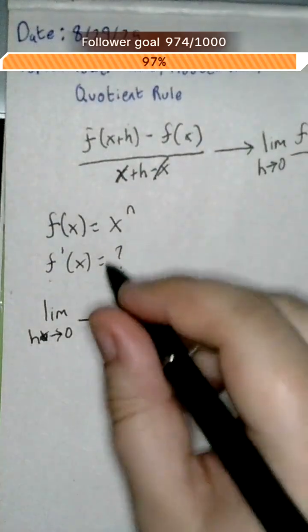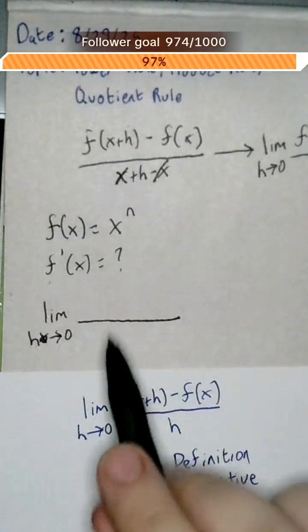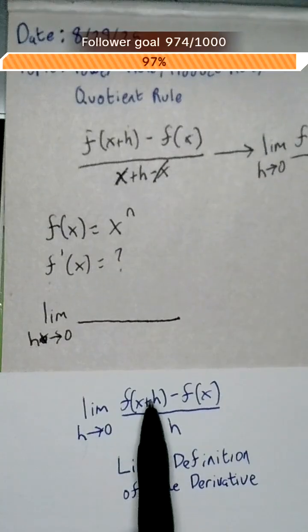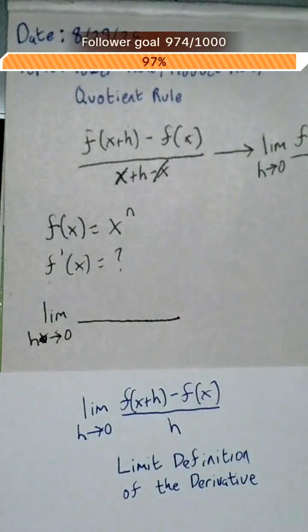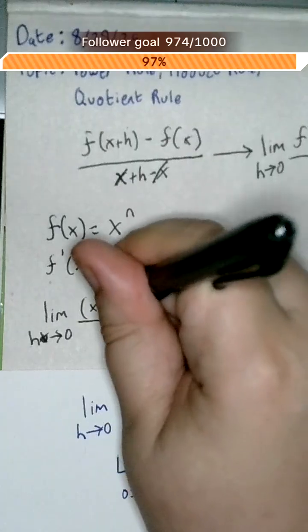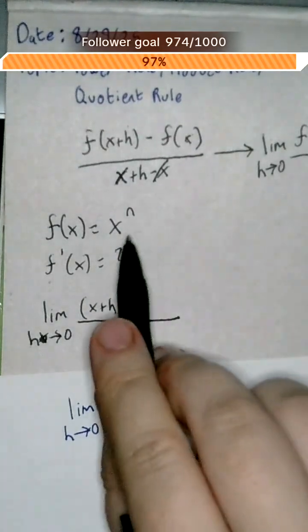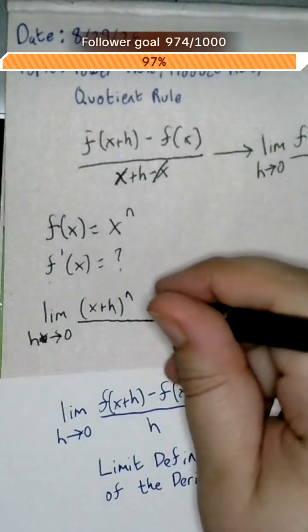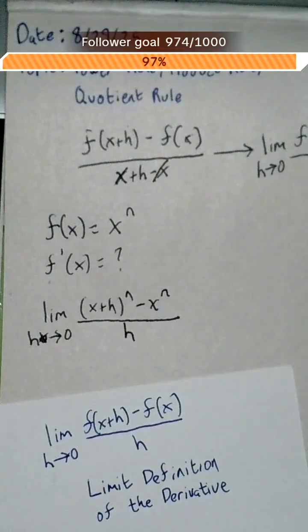So, remember, the limit definition is right here. So remember, when I have f of x plus h, it means take x plus h and plug it in everywhere you see an x. So I have x plus h all to the n. And then minus f of x. What's f of x? F of x is x to the n. X to the n all over h.